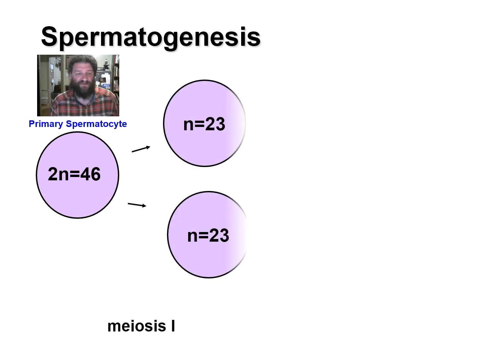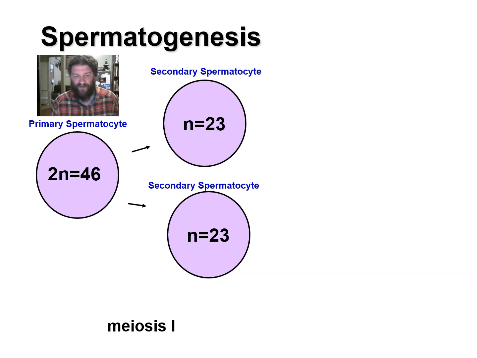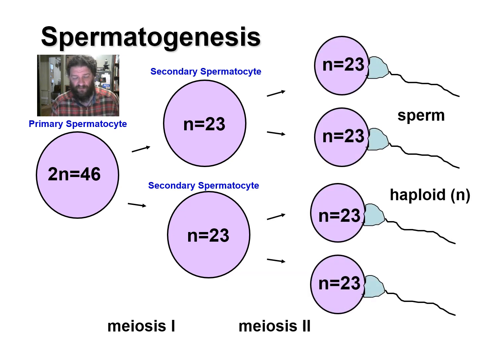In spermatogenesis, we start out with one primary spermatocyte, or primary sex cell, that goes through meiosis 1, and then those 2 go through meiosis 2, and I end up with 4 sperm, each one with their haploid number of chromosomes. Right, this begins at about puberty and continues throughout the entire male's life.